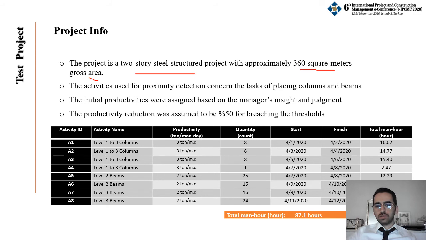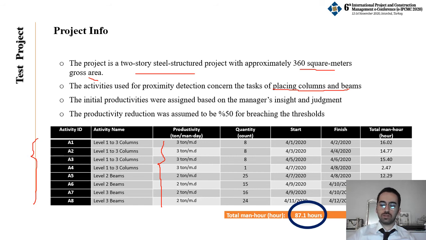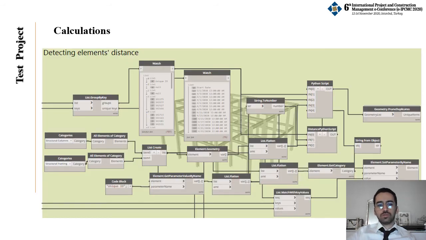The activities selected are placing and erecting columns and beams. You can see the activities list here, and also the initial productivity values assigned by the user according to his or her engineering judgment. The total duration of the project for execution of the mentioned activities is 87.1 man-hours. The system is run for our test project, and for each working hour, the system checks for the proximity of the under execution elements.